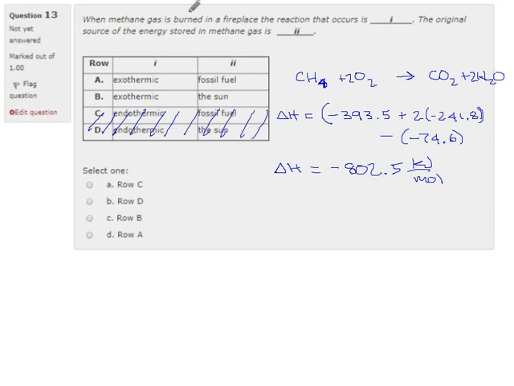And the original source of the energy stored in methane gas is, essentially methane gas is dead dinosaurs. It comes from decomposed organic material that's been compressed underground for a long time. That material used to be living material, which got its energy from photosynthesis, and that energy came from the sun. So except for a few things like geothermal energy that comes from radioactive decay, pretty much all the energy that you find on Earth originally came from the sun.